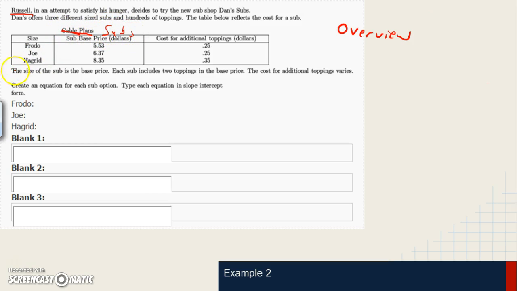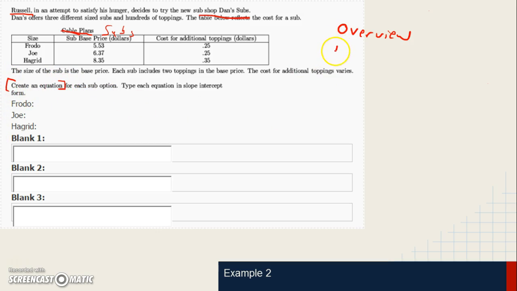And then it goes on to say that the size of the sub is the base price, and each sub includes 2 toppings in the base price. And the cost for additional toppings varies, and it should probably say based on the number of toppings. Create an equation for each sub option and type each equation in slope-intercept form. So again, what is it about? Well, that was given to us at the beginning. It's about Russell and his attempt to satisfy his hunger by eating at Dan's. And what is it asking us for? Well, again, it's asking us to create an equation.